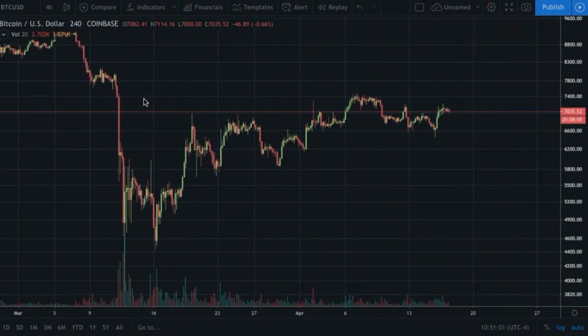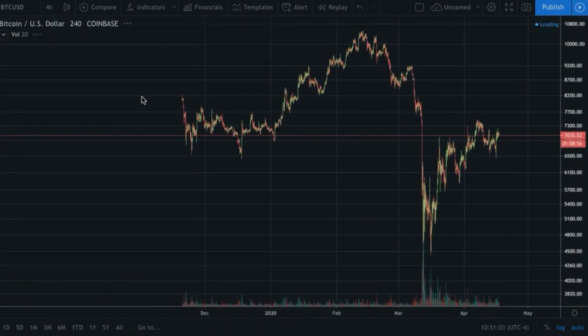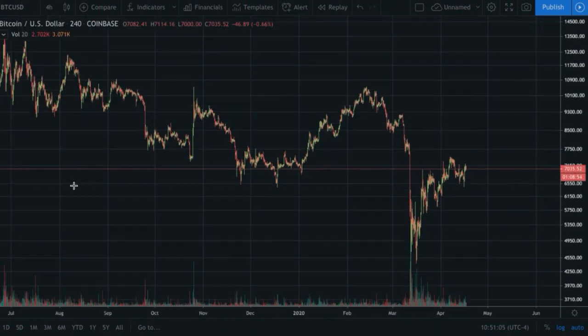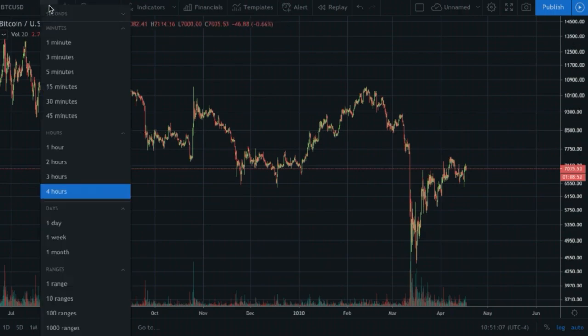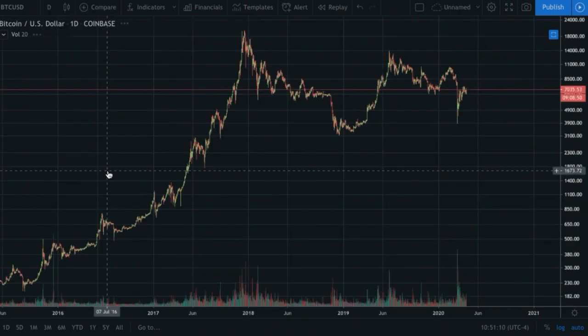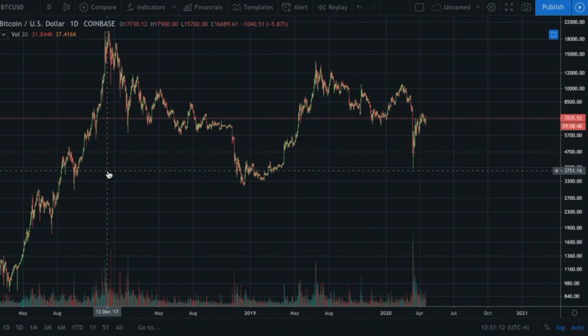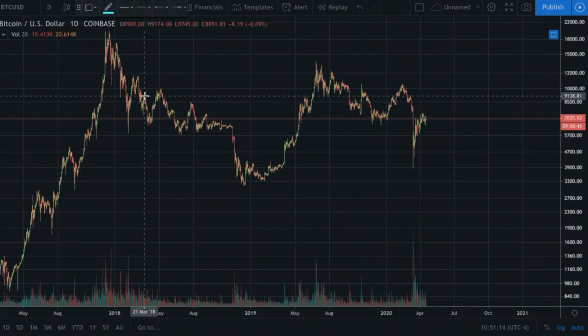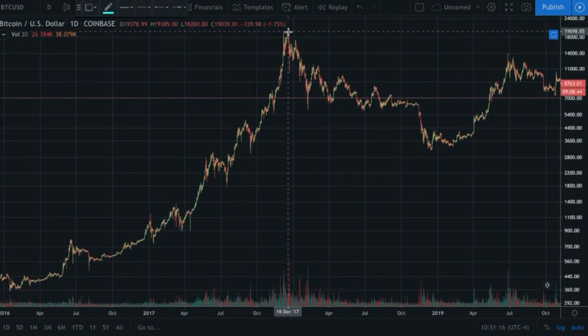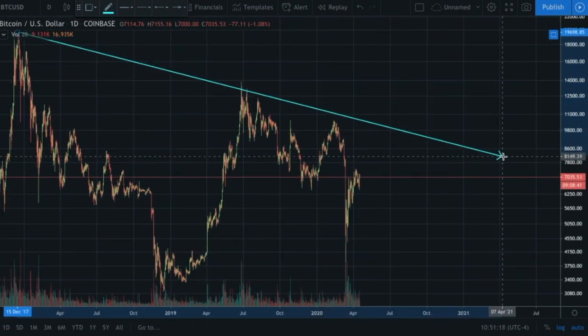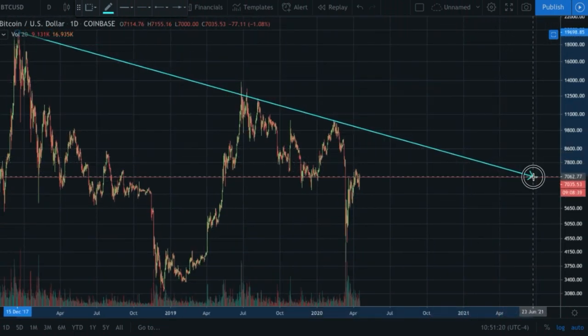So I got on the 4 hour. Matter of fact, I'm gonna zoom out real quick to the daily, and we'll just put in a couple key little trend lines, and then we can go from there. I'm gonna give you guys the big picture, full chart. There's a lot of ways you could do this.